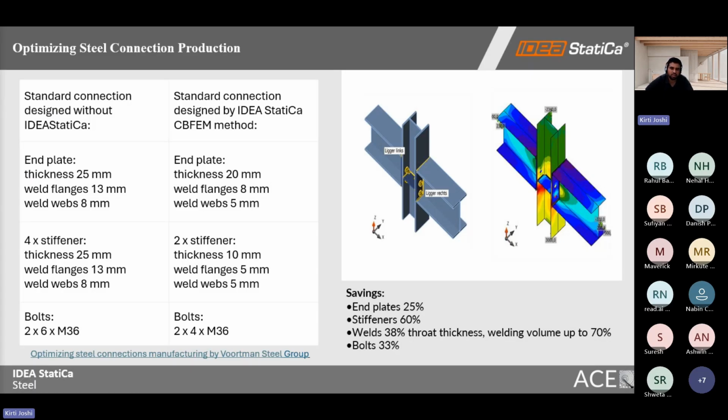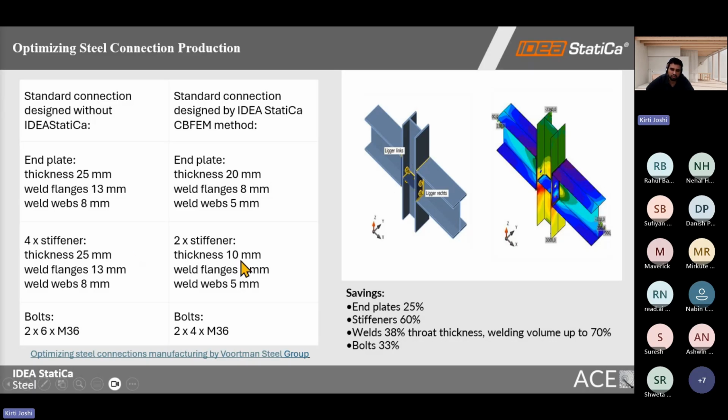So by applying the CBFM method, they were able to optimize the different components like the end plate, the stiffeners, the weld, and the bolt. As you can see on the slide, the end plate thickness was reduced from 25 mm to 20 mm, the number of stiffeners also came down from 4 to 2, the weld size was minimized, and even the bolt arrangement was optimized.